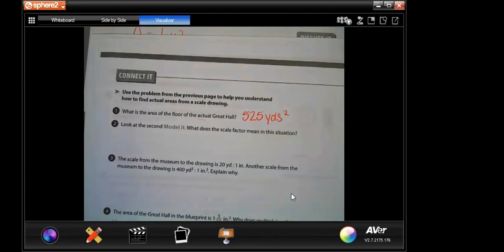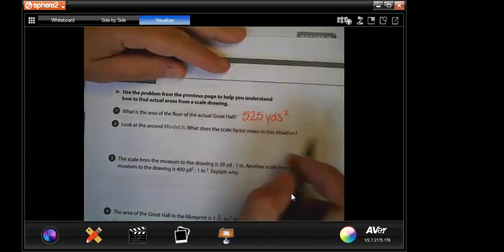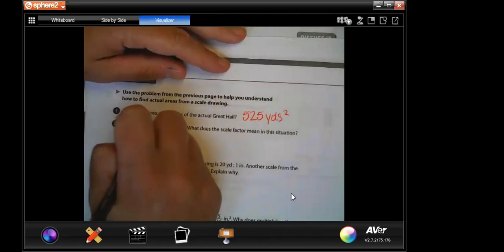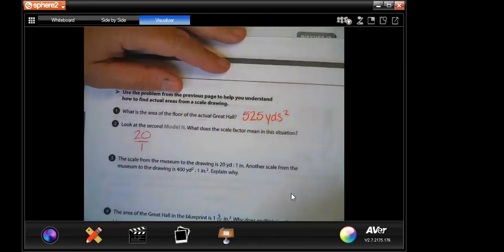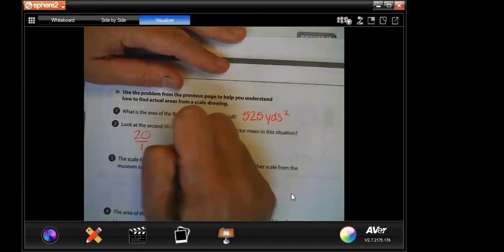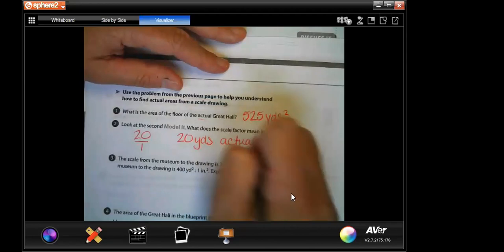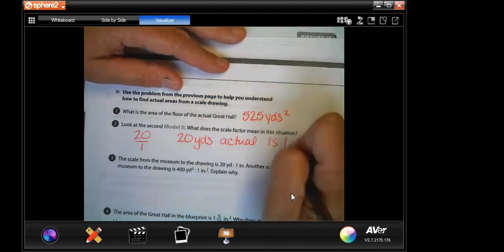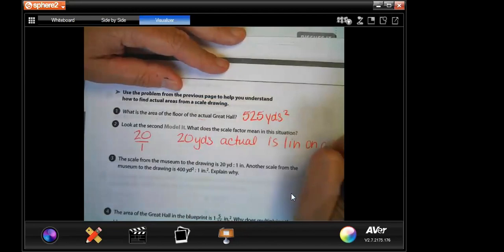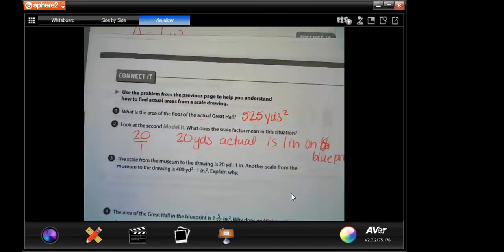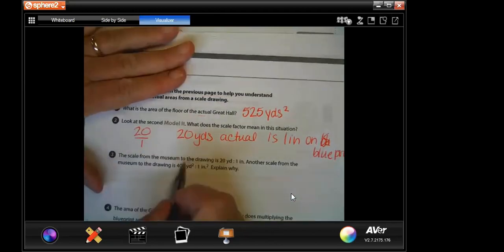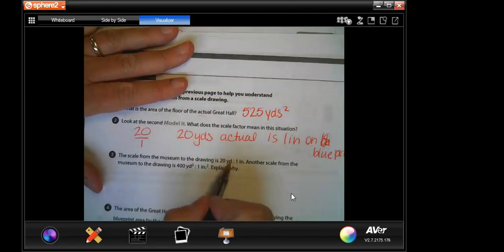All right, so the scale factor is 20 to 1. That's our scale factor. What it means is that for every 20 yards in the actual distance, there is 1 inch on the drawing or the blueprint. That is what that scale actually means. So the scale from the museum to the drawing is 20 yards to 1 inch.